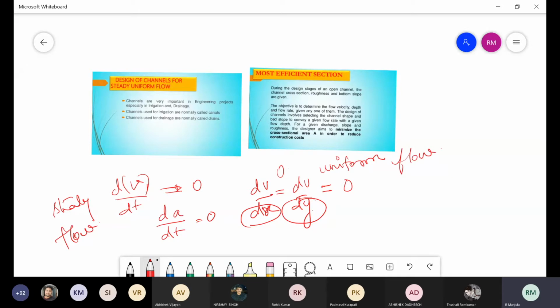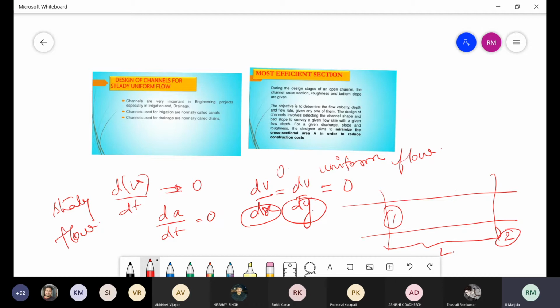Suppose I am having a channel, a section. This is considered as a plan. This is the length of the flow. This is the plan of a channel. What do you mean by plan? Plan is nothing but top view. So I am seeing the channel in the top view. Let us take 1 kilometer as the length of the channel. I am considering two sections, 1 and 2.